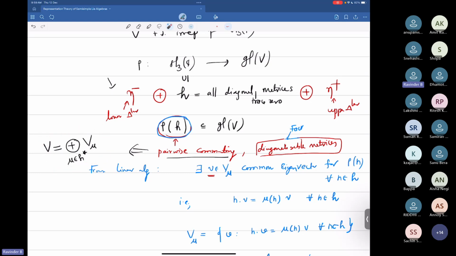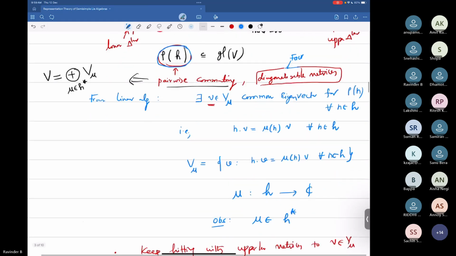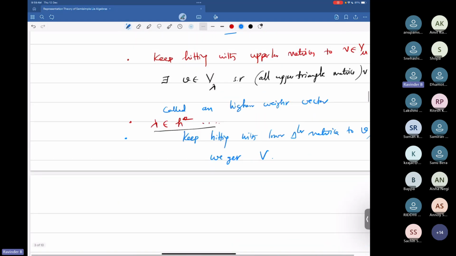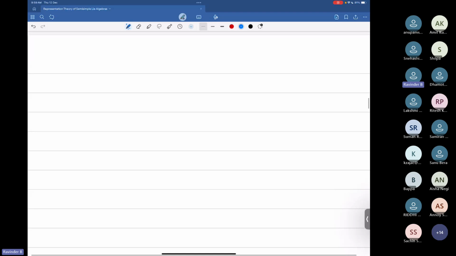Is it okay? Yeah, thank you. So what did I get at present? Now I got a weight space decomposition, right? So this is a weight space decomposition. So this decomposition is called, so maybe I will note down whatever I did so far.